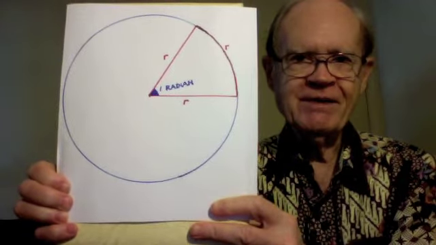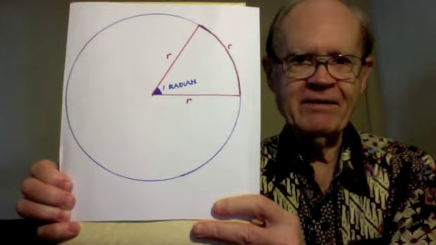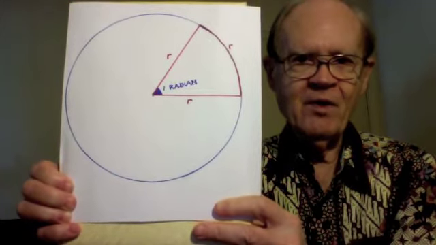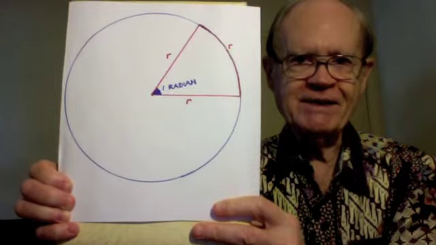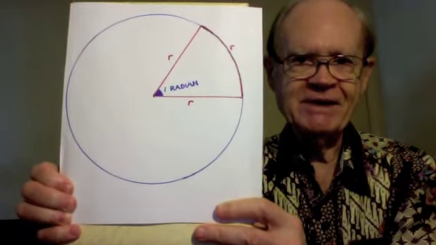72 degrees is how many radians exactly? And 135 degrees is how many radians exactly?